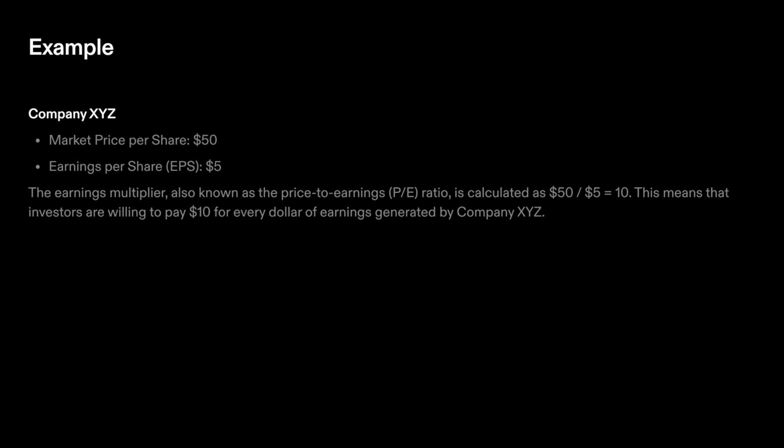If similar companies in the industry have earnings multipliers ranging from 8 to 12, company XYZ's stock may be considered fairly valued relative to its earnings. However, further analysis is necessary to consider other factors, such as growth prospects, industry trends, and risk.